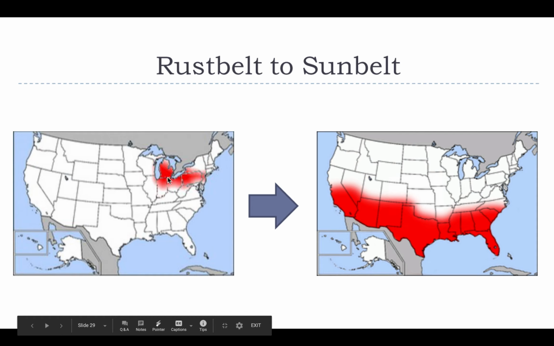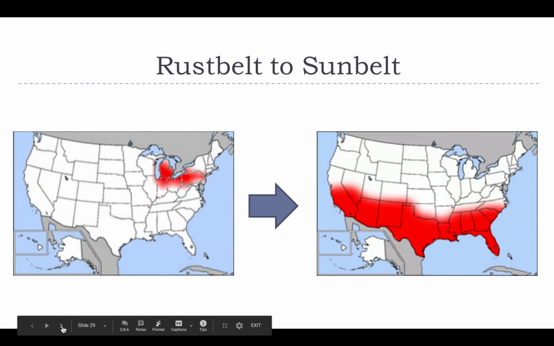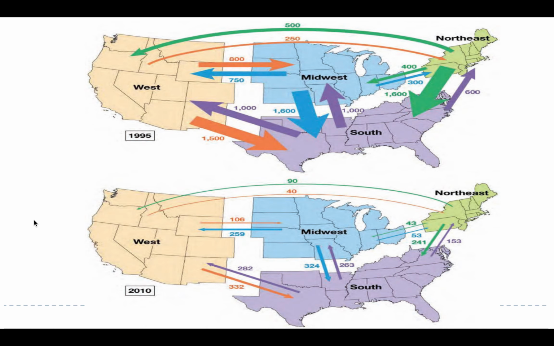All right, and then here shows you the movement to the south because of the Interstate Highway Act, and also the invention of the air conditioner. And then we can see migration movement through the decades of 1995 and 2010.